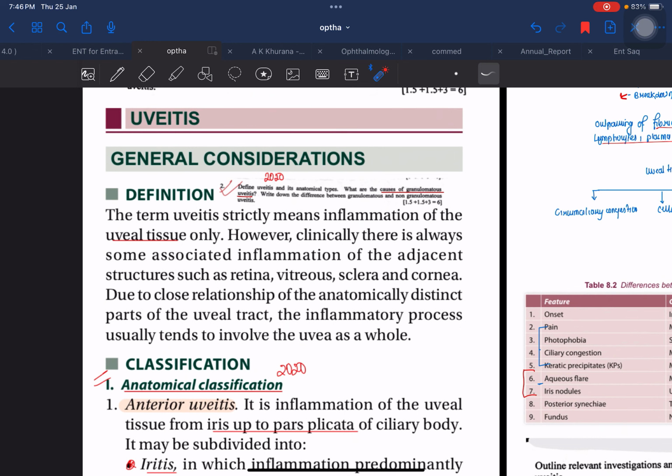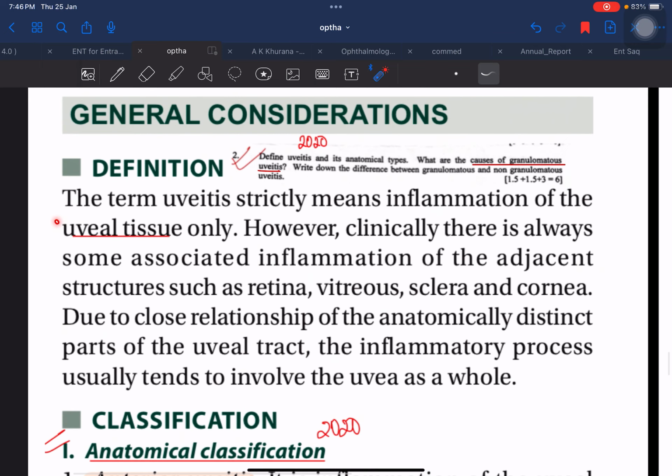Now talking about the definition of uveitis, we need to know initially about uveal tissue. What is uveal tissue? These are our iris, ciliary body, and choroid. So uveitis is simply inflammation of uveal tissues. The term uveitis strictly means inflammation of uveal tissues. However, there are adjacent structures close to uveal tissues such as retina, vitreous, sclera, and cornea. Due to the close relationship of the anatomically distinct parts of the uveal tract, the inflammatory process usually tends to involve the uvea as a whole. It will spread to the retina, vitreous, sclera, and cornea also.